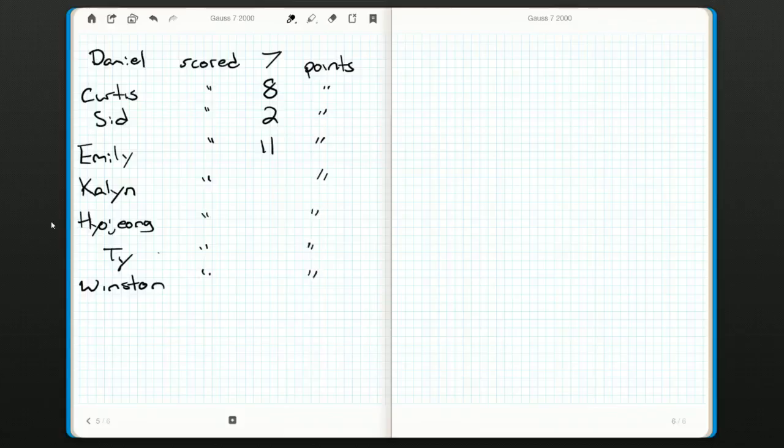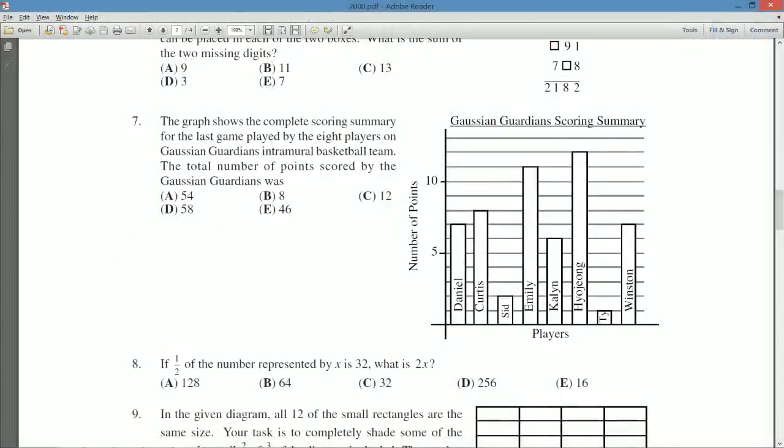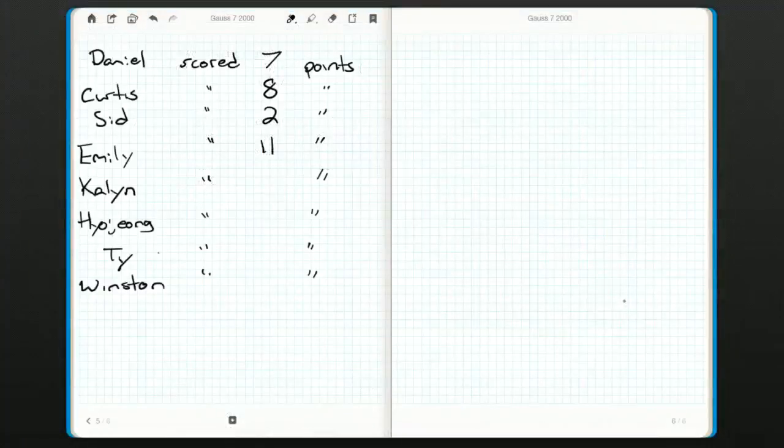Alright, now we need to figure out the scores of the last 4 players. How many points did they score? So, Callan, there's the 5. So this 5 and the 10 are really helpful on the side. She's 1 more above 5, so she scored 6. Hyojung, 10, 11, 12, so 12. Ty, his bar only goes up to 1, so he only scored 1 point. And Winston, here's the 5, 6, 7. So 6, 12, 1, and 7. Those are the remaining points.